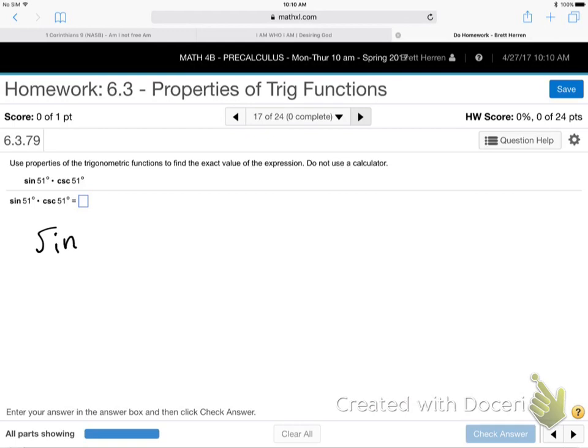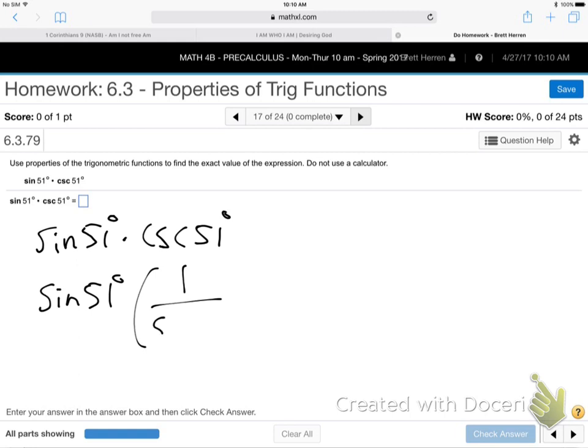So sine 51 times cosecant 51. I don't know what the sine of 51 is. I have no idea. You'd have to use a calculator. But what's cosecant of any angle? 1 over the sine of that angle, so it cancels, it's 1. Whatever they are, they cancel. So they're just making sure you know that. That's all they're doing.